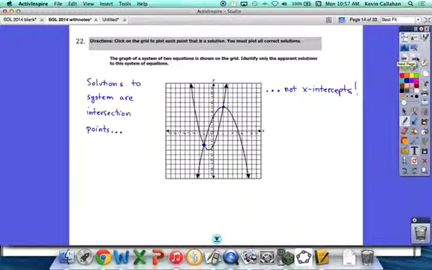Okay, where do we look for the solutions in a system? Are they the x-intercepts? Are they the y-intercepts? It's the intersection points of the 2 graphs, right? So these 2 cross here and here. So if it's like this problem, it was a click with your mouse. Done.